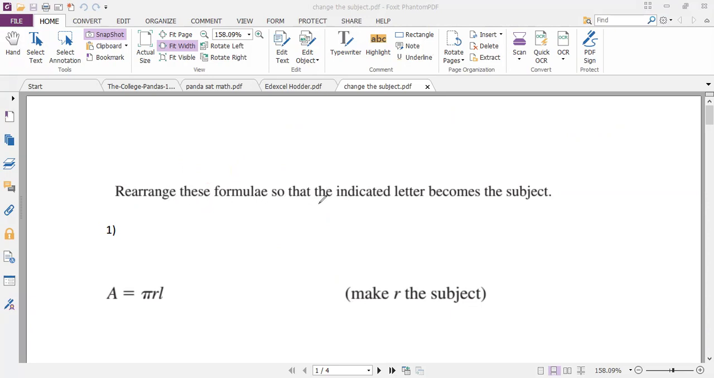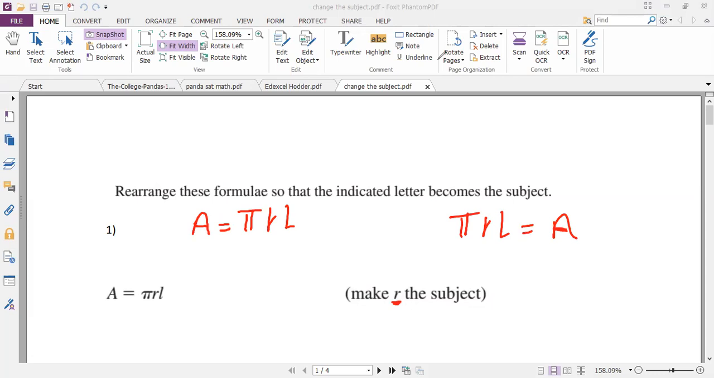Rearrange this formula so that the indicated letter becomes the subject. So I want to make R the subject, and I have A equals pi R L. Pi multiplied by R multiplied by L. So how can we make R the subject? You know, A equals pi R L. That means pi is multiplied by R is multiplied by L. We can switch sides firstly and write pi R L equals A.